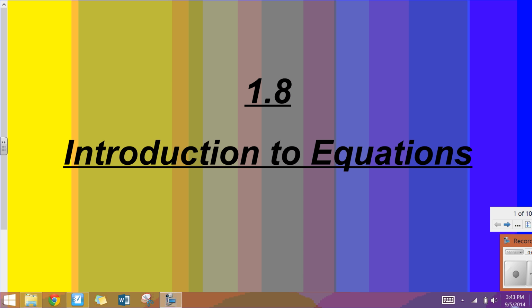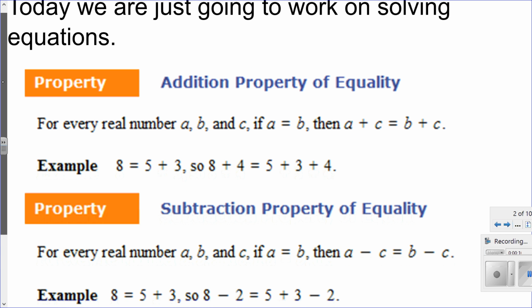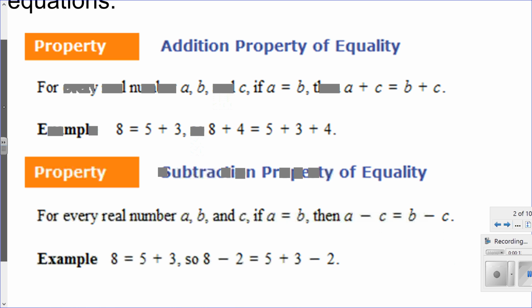Hi everybody, and today we're going to start talking about equations. So first things first, let's talk about the addition and subtraction property of equality.